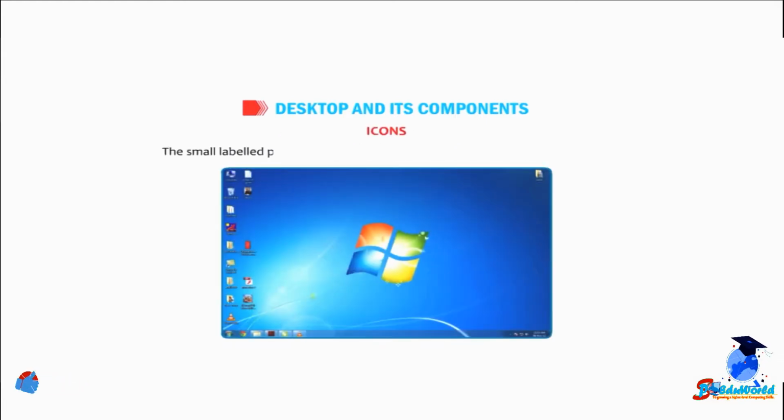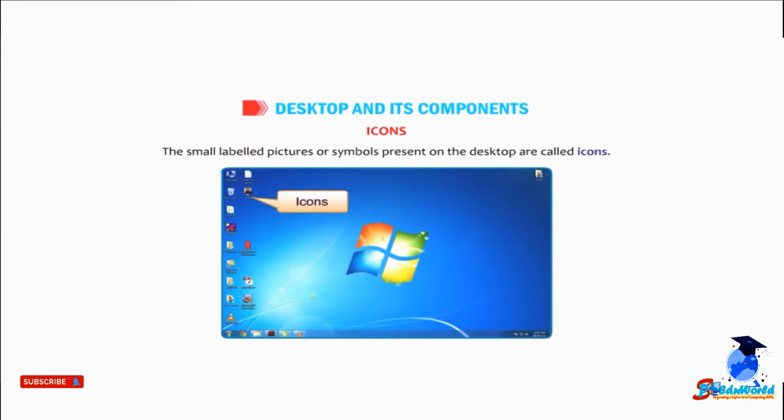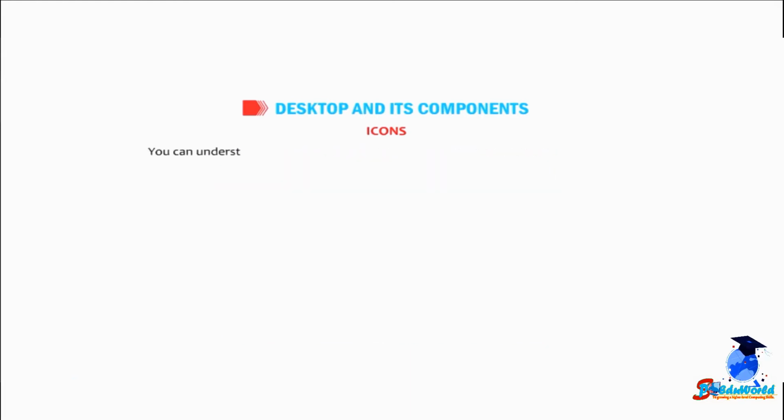Icons. The small labeled pictures or symbols present on the desktop are called icons. These icons are used to open specific programs or documents. You can understand the concept of icons and desktop with the help of an example.